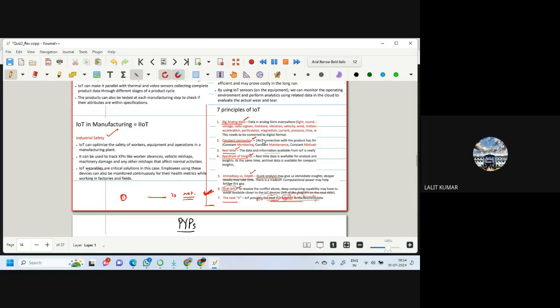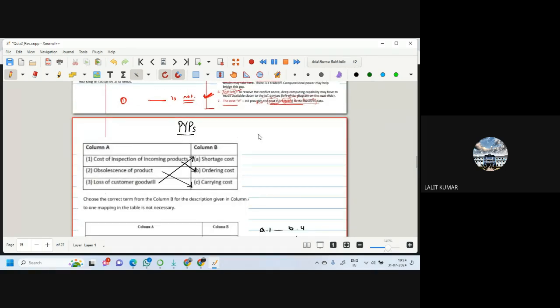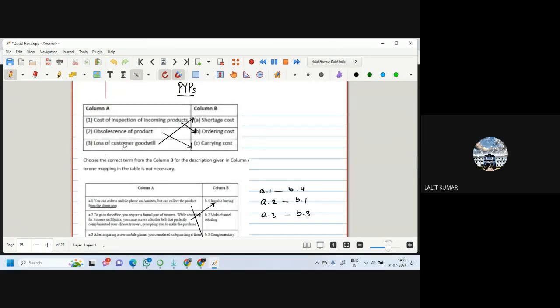Now straight away, we come to the previous year question papers. So this is the question: cost of inspection of incoming products. It is an ordering cost, because you order something, it comes, you inspect it, so it is an ordering cost. Obsolescence of the product is a carrying cost, because you have carried that item in the warehouse and it has become obsolete, so this is the carrying cost. Loss of customer goodwill is a shortage cost.